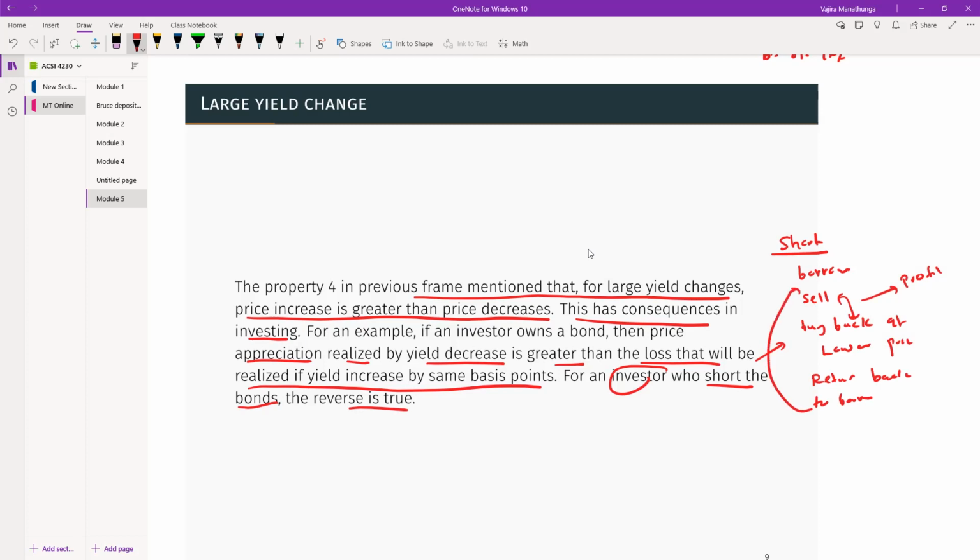So you can do that in the market. You can borrow from someone who owns the bond. You can sell it, then you buy back at a lower price and then return the bond. The difference is your profit. But the problem is, let's say you sell at 10%, and then suddenly the yield rate decreases to 6%. Now the bond price increases, so you have to buy back at a higher price, at a loss. So you have to be careful with that.